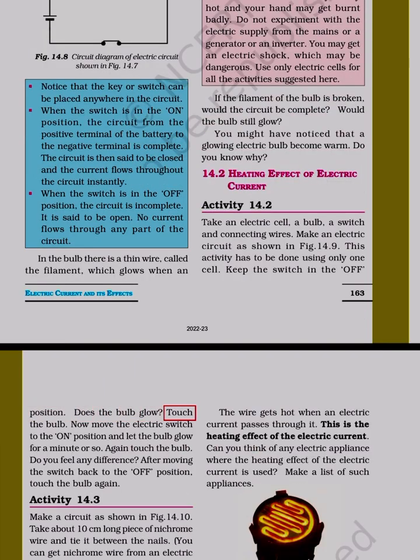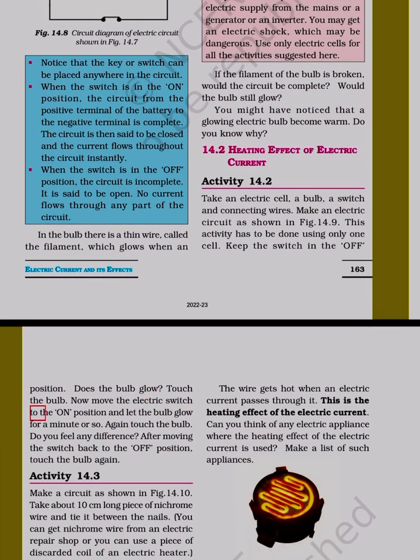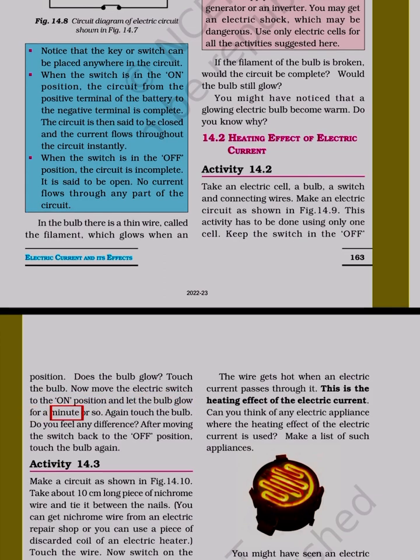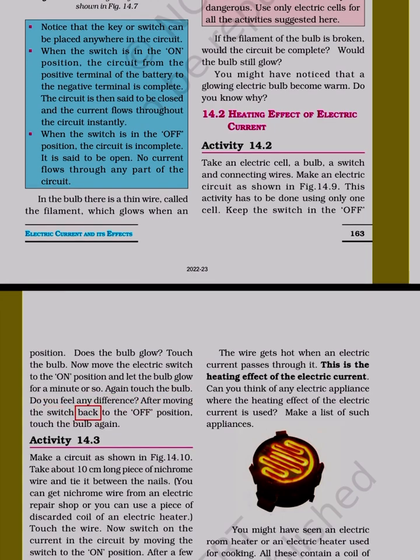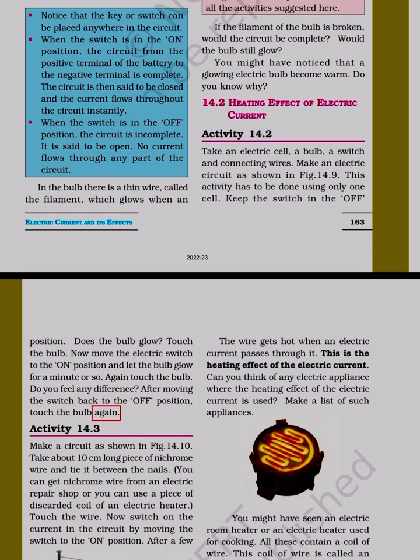Does the bulb glow? Touch the bulb. Now move the electric switch to the on position and let the bulb glow for a minute or so. Again touch the bulb. Do you feel any difference? After moving the switch back to the off position, touch the bulb again.